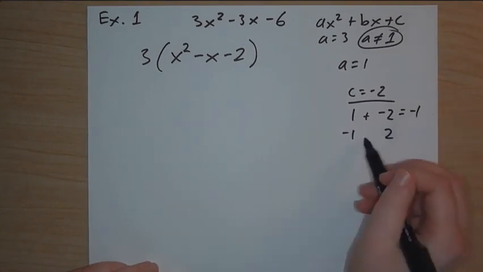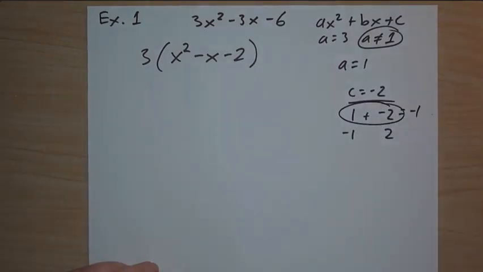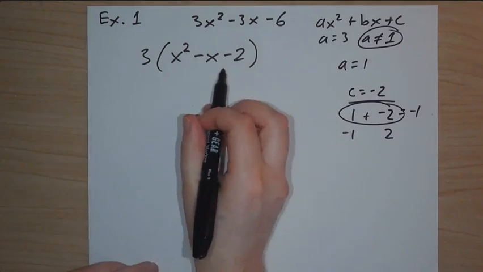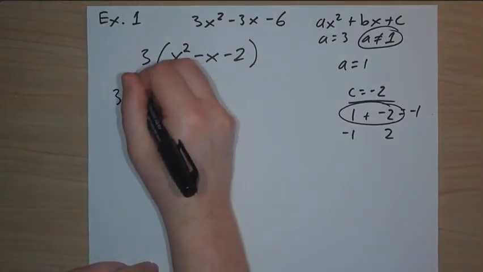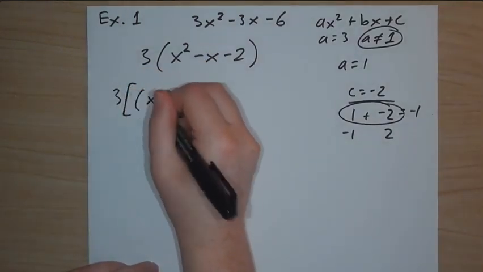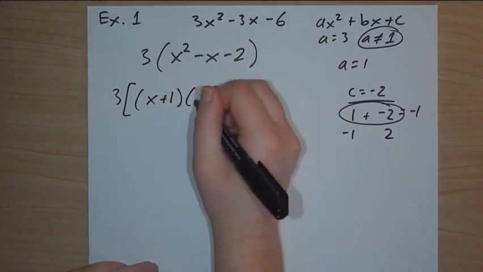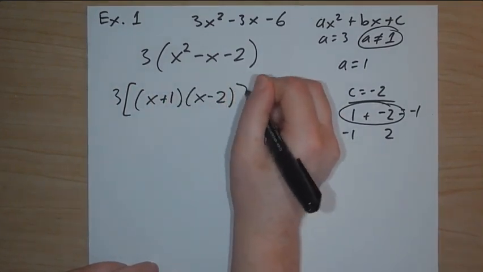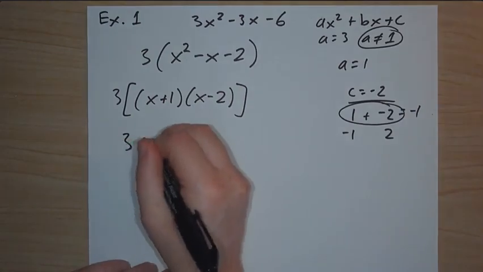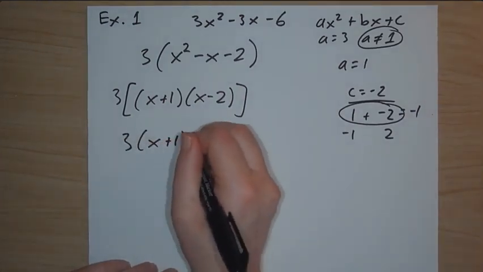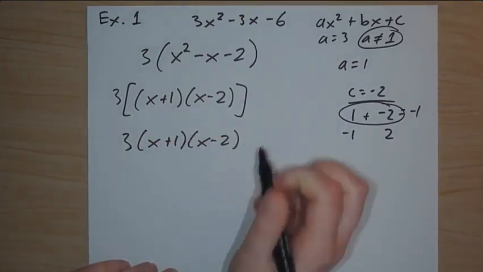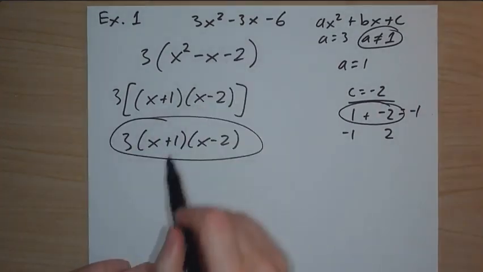So it's not this one, it's in this pattern right here, which means this inner portion is going to factor. We're just going to leave our 3 up front. It's going to factor to x plus 1 times x minus 2. Or we could just write it as 3 times x plus 1 times x minus 2. And that is this trinomial factored.